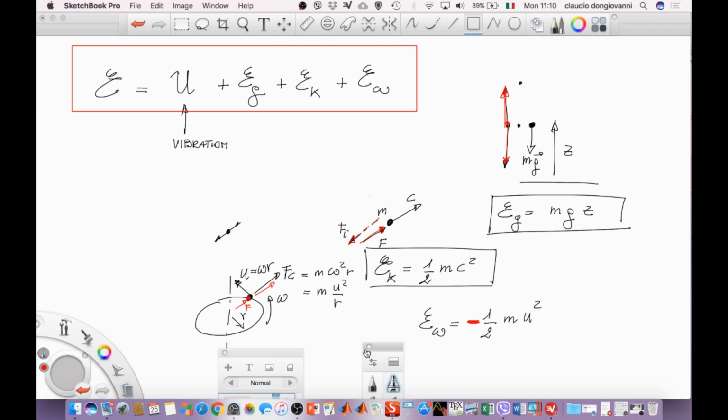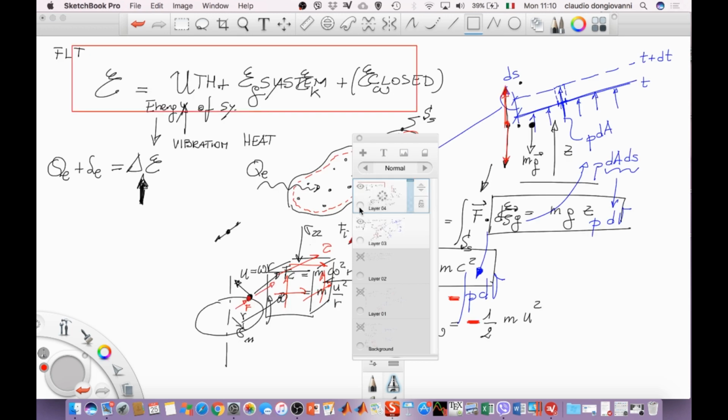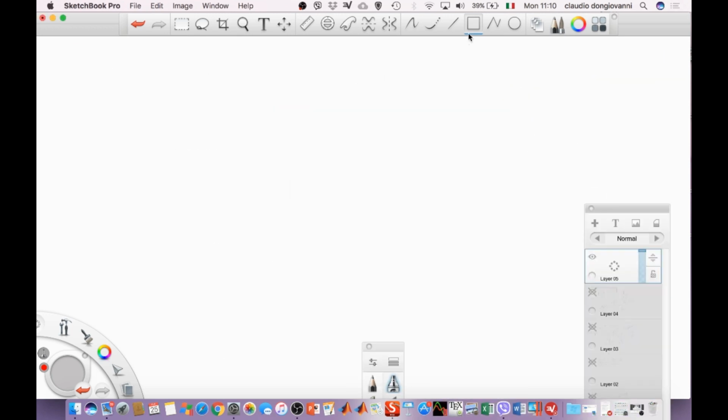And at the end, we can write Q_E plus L_E equal to delta U plus delta E: kinetic energy, gravitational energy, energy related to the centrifugal force. This is the first law of thermodynamics. Okay? In the first part of the lecture, we have to remember how to evaluate L_E.